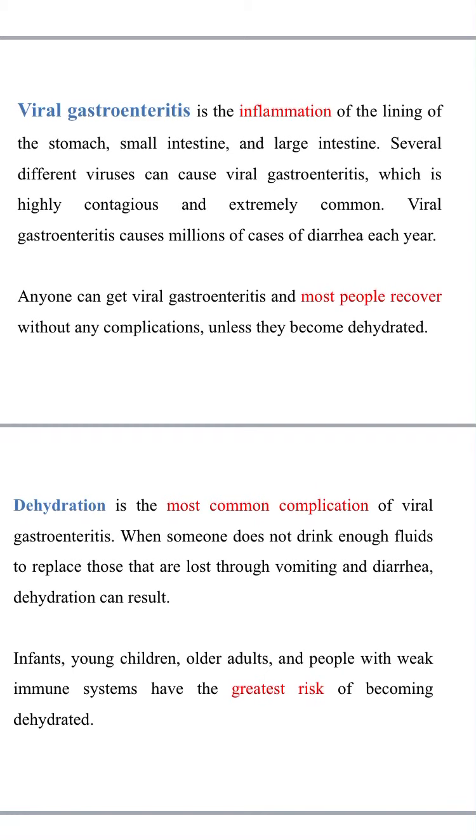Anyone can get viral gastroenteritis, and most people recover without any complications unless dehydration occurs. Dehydration is the most common complication of viral gastroenteritis. When someone does not drink enough fluids to replace those lost through vomiting and diarrhea, dehydration may result. Infants, young children, older adults, and people with a weak immune system have the greatest risk of becoming dehydrated.